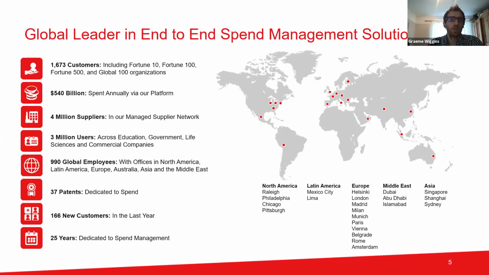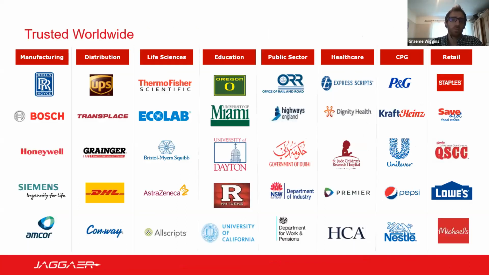I talked about those verticals, so these are just a selection of some of them and some of the logos that work with us. Industries from manufacturing, life sciences, education, public sector, healthcare, CPG, retail, to name a few. I'm sure there's several logos in there that you recognise. Large multinational companies, as well as some smaller organisations as well.